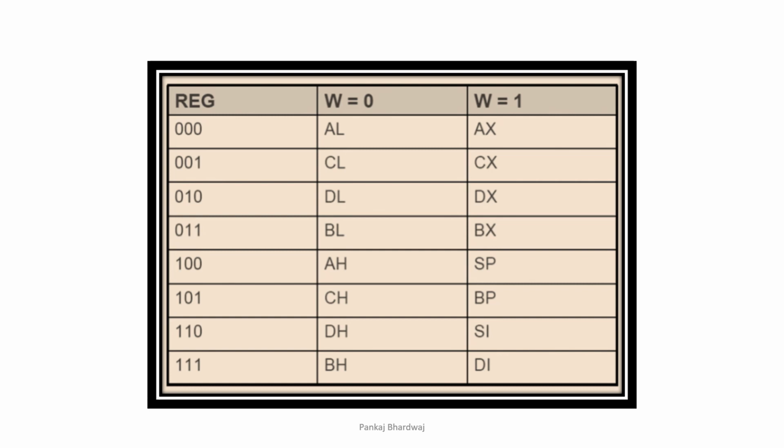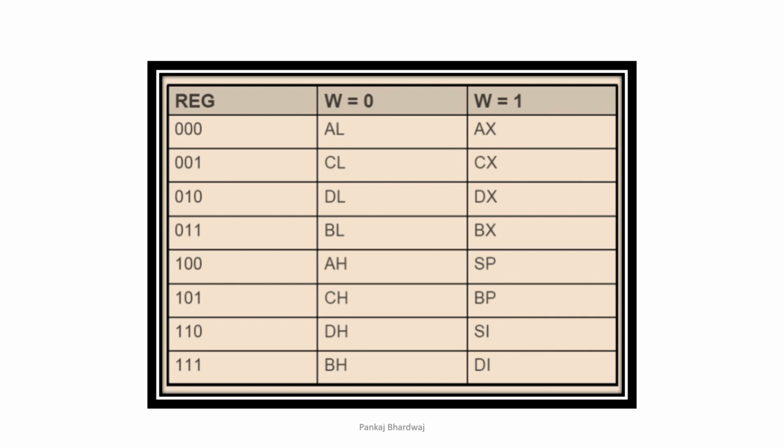The next is REG data. Now this REG means we will use it to define the register field. So we use basically 3 bits to define the registers, as we have 8 different registers: AL, BL, CL, DL, AH, BH, CH, DH, and AX, BX, CX, DX. That is a 16-bit combination of the low and high ordered 8-bit data registers, and 4 other registers as well, which are defined as SP stack pointer, BP base pointer, SI source index, and DI destination index.